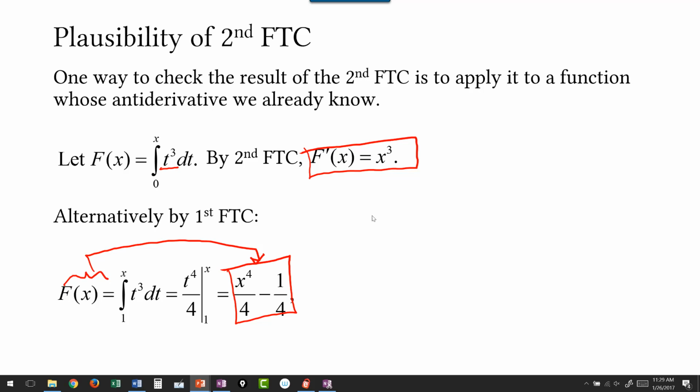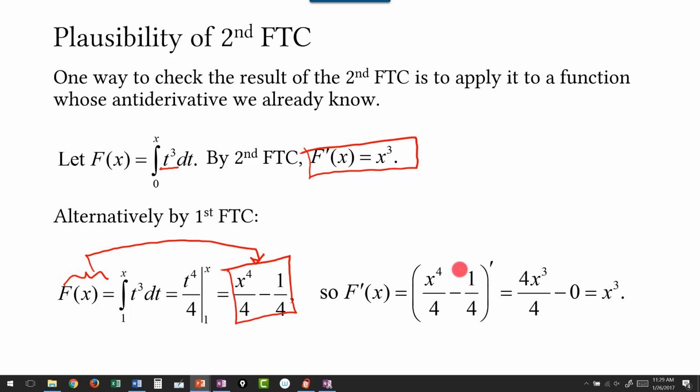Well, now that we know capital F of x, we can find its derivative. We take the derivative of x to the fourth over 4. We get 4 times x cubed over 4 and then the derivative of the constant 1/4 is 0. So we end up exactly where the second fundamental theorem tells us we would end up, that F prime of x is equal to x cubed. And so what the second fundamental theorem is telling us is that even if we can't find the formula for capital F, even if we don't know it's x to the 4th over 4 minus a 4th, we do still know what the value of the derivative is.